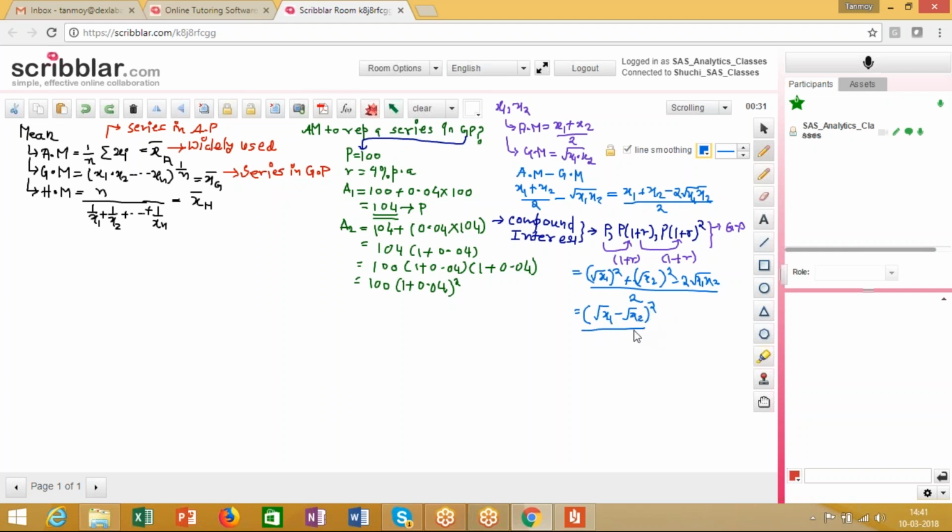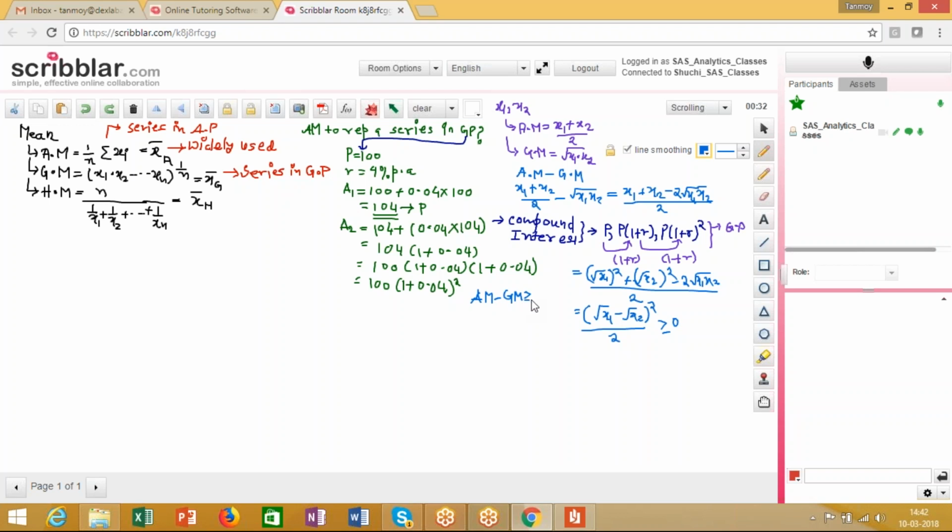divided by 2. Now, since the numerator is a whole square, it can never be negative. So all it can be is greater than or equal to 0. Therefore, what I can say is that AM minus GM, this difference, is greater than or equal to 0.